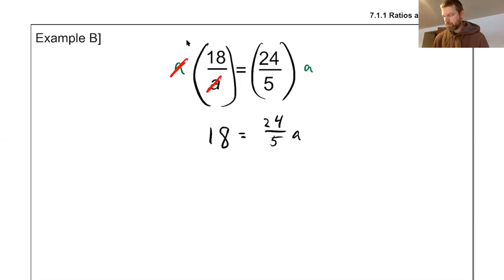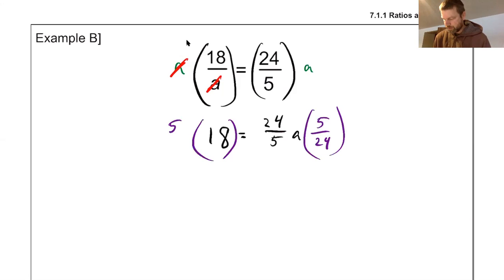Actually, we could, yeah, multiply by 5. In fact, we could get rid of that whole fraction by multiplying by 5 over 24 if we want. That's a fine way of doing it too. The 24s cancel out, the 5s cancel out, and you get a by itself.